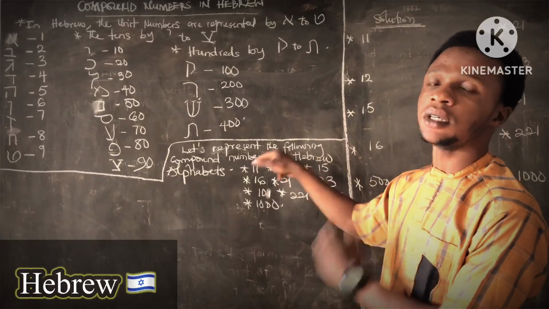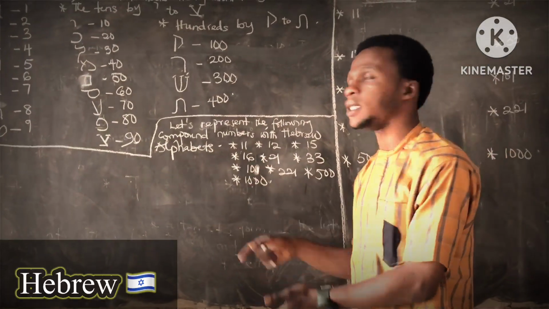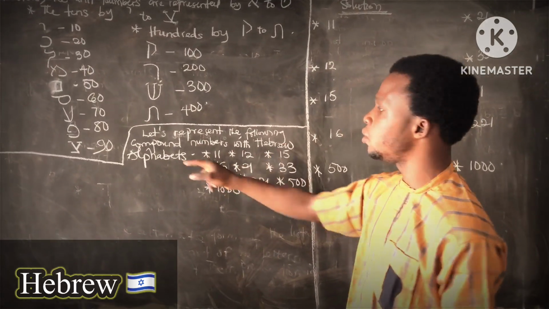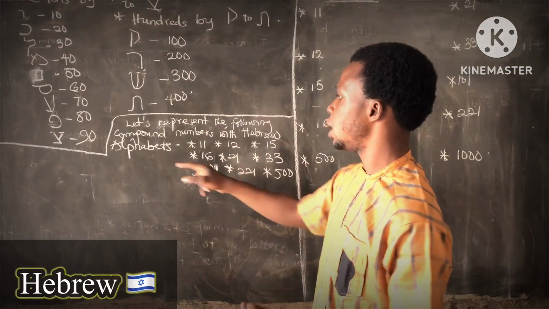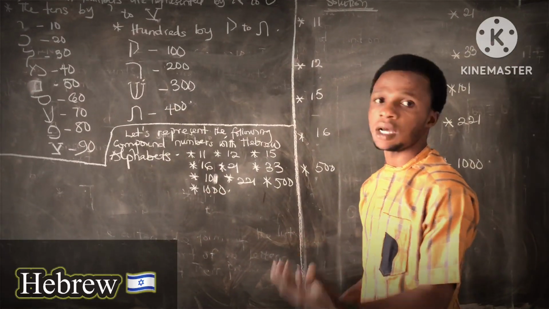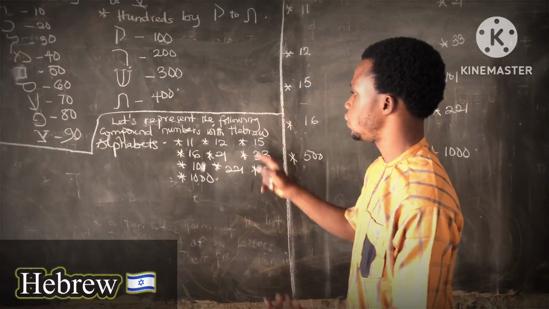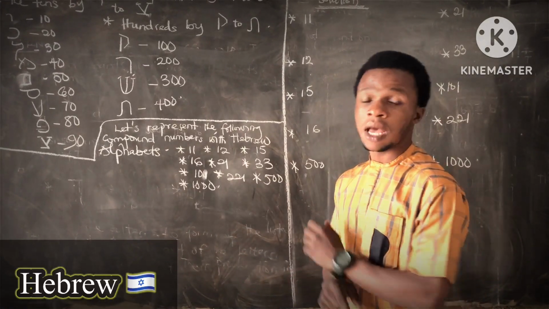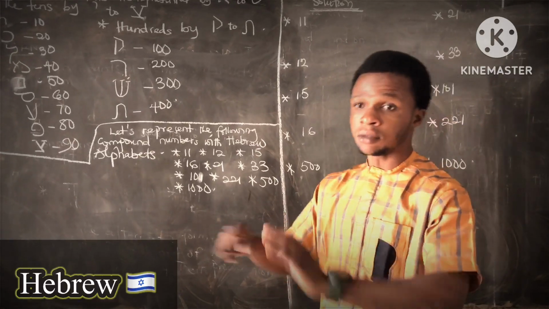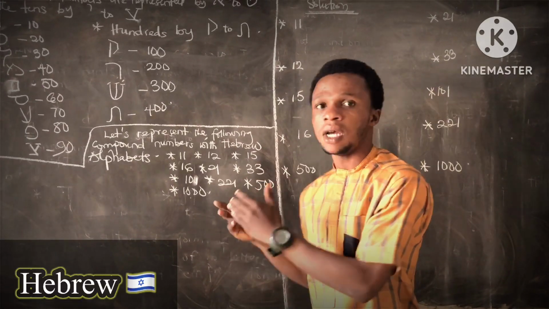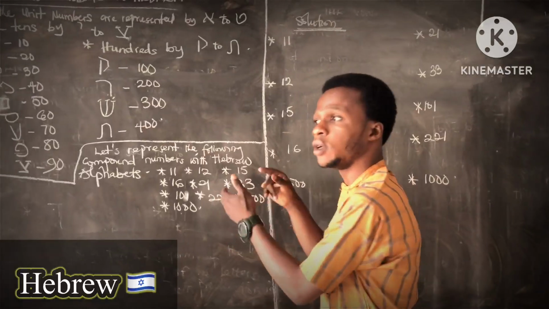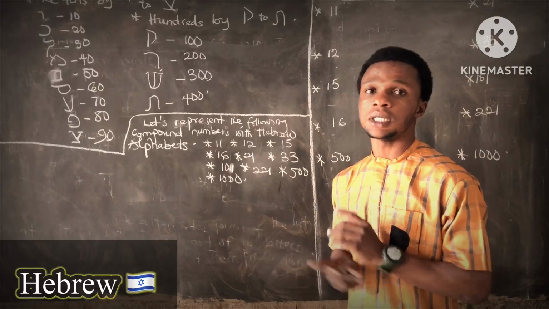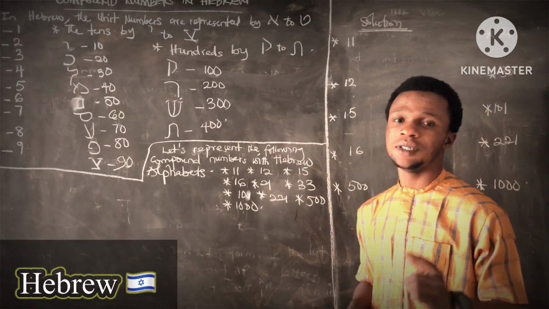Now we have an exercise. Let us represent the following compound numbers with Hebrew alphabet. We have 11. How do we represent 11? We have 12, 15, 16, 21, 33, 1 over 2 to 1, 500, and 1000, among many other numbers. We still have other numbers actually, but let us use these to lay a bedrock. If you understand this, trust me, it is very simple to solve. Me personally, I call this mathematics in Hebrew.